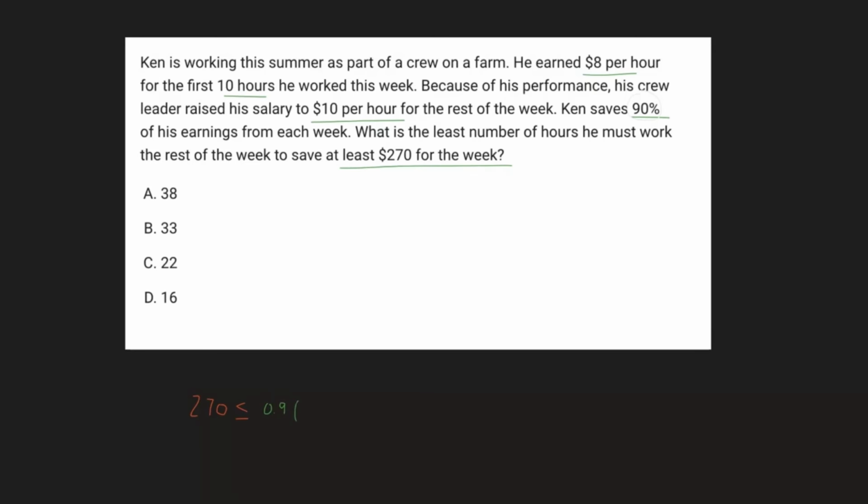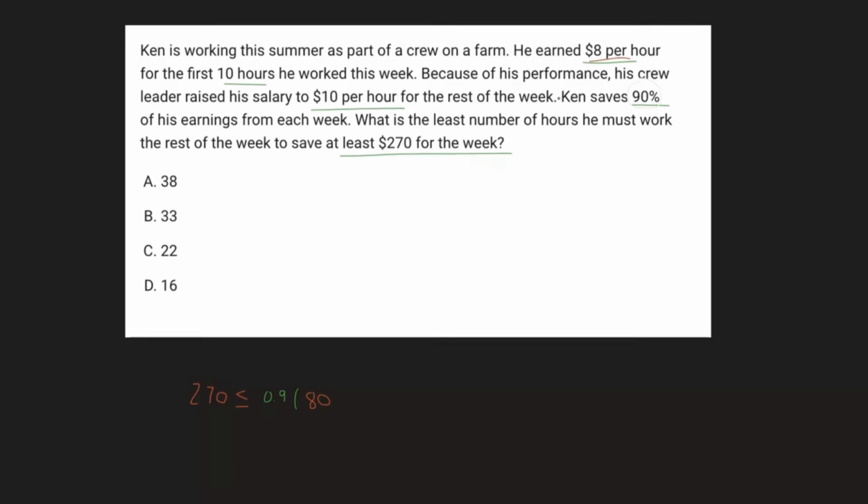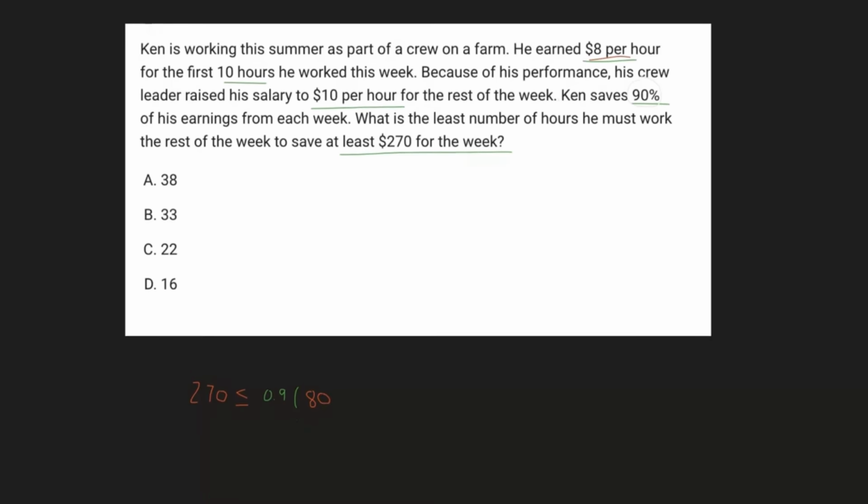Right? So the first thing we want to account for is his initial 10 hours that he worked. So he worked that initial 10 hours at a rate of $8 per hour, right? And therefore, since he worked 10 hours at $8 per hour, he made $80. So we just write a flat $80 right there. But then his performance increased, right? And therefore his salary also increased. It says his crew leader raised his salary to $10 per hour.